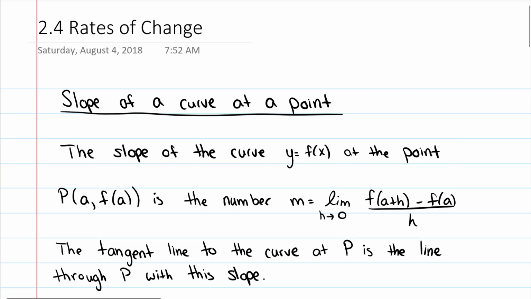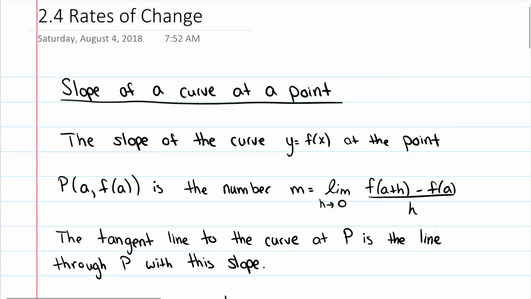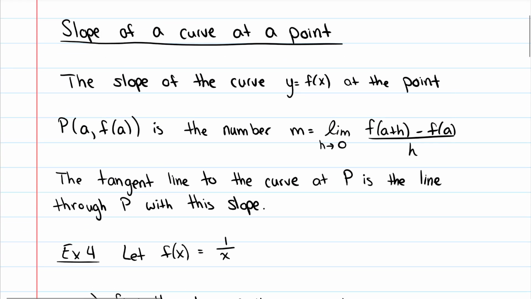The slope of the curve y equals f of x at the point a comma f of a, where a comma f of a is just any x and y value, is the number m when the limit as h approaches 0 of f of a plus h minus f of a, all divided by h. And a just represents the x value. The tangent line to the curve at the point P is the line through P with this slope.